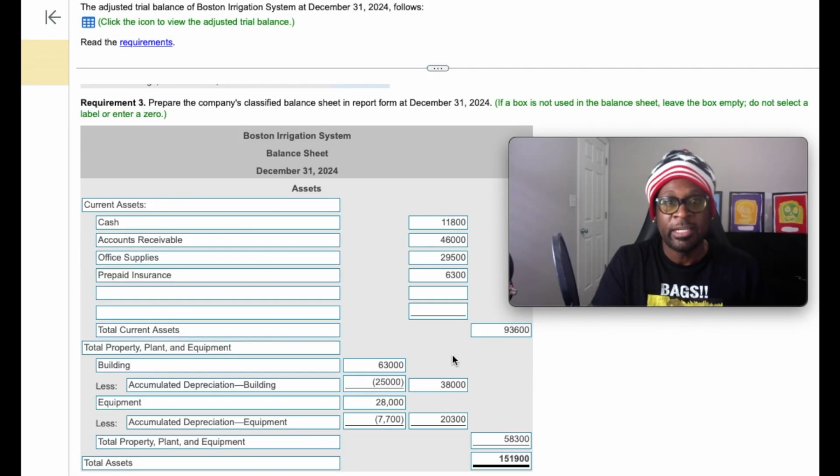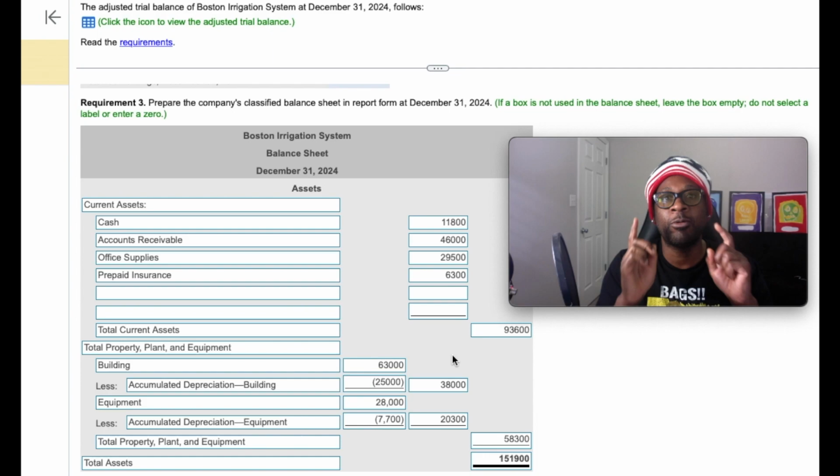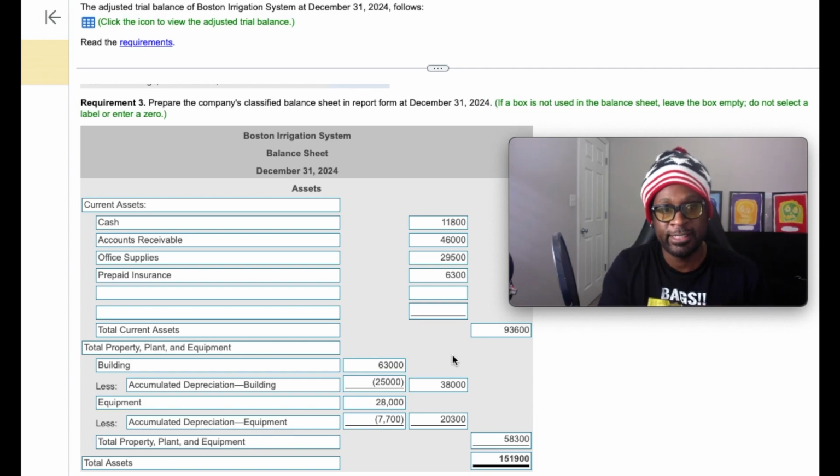Well done. Now we're going to mosey on over to our asset section of the balance sheet. Therefore, we're going to start with our current assets. We have cash of $11,800. We have accounts receivable of $46,000, followed by office supplies of $29,500 and prepaid insurance of $6,300. We summarize a total current assets of $93,600.